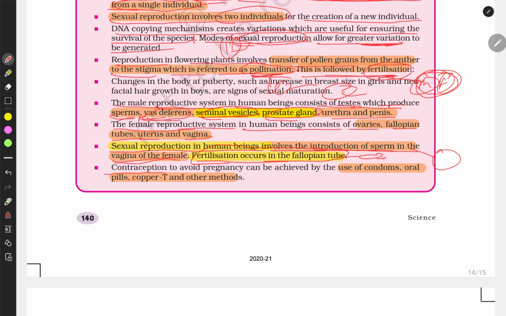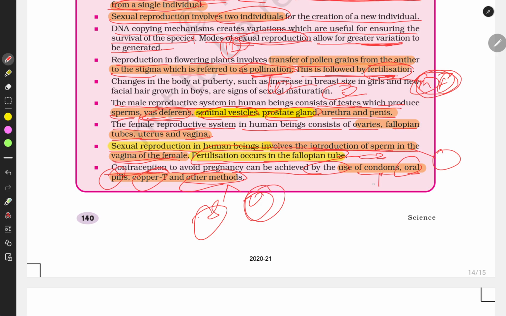Contraception to avoid pregnancy can be achieved by use of condoms by males, oral pills by females, copper T by the females, and other methods are the surgical methods where there is tubectomy and vasectomy. Tubectomy is the cutting of the fallopian tube in females, and vasectomy is the cutting of the vas deferens in males.